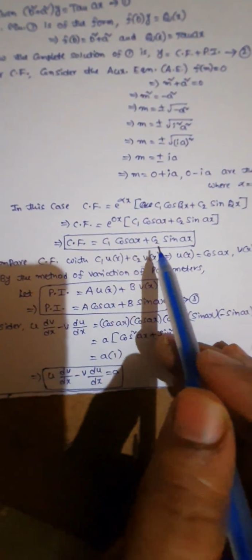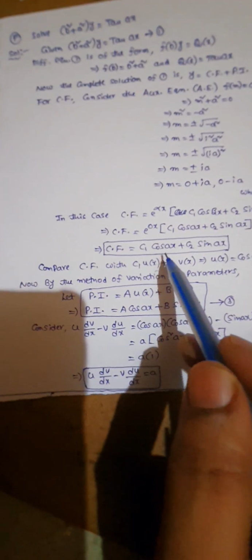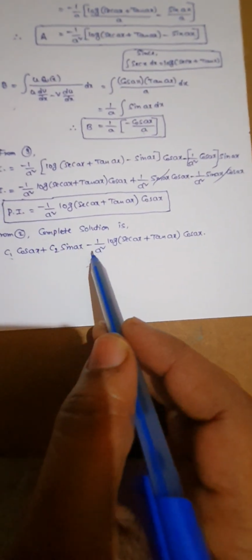And now if you want the complete solution, the formula is y equals CF plus PI. What is CF? This is C1 cos x plus C2 sin x, which I have taken as 1, for 2. Therefore from 2 the complete solution will be y equals C1 cos x plus C2 sin x, which is the CF we already found, and this is PI. Actually we are going to have plus here, but plus into minus PI means minus 1 by a square log secant x plus tan x into cos x. This is the answer, and this is the process to find the solution of any given second order differential equation by using variation of parameters. Thank you.